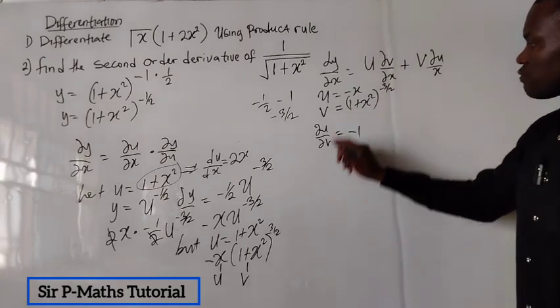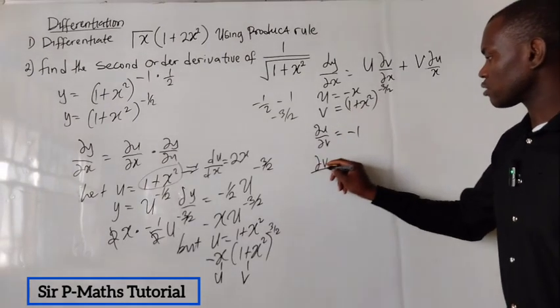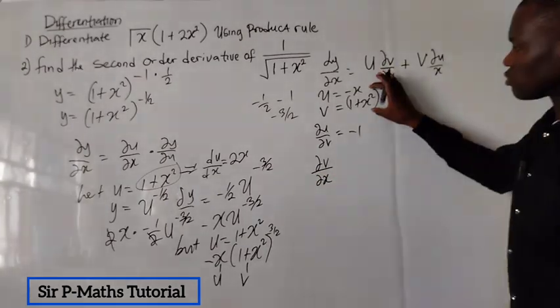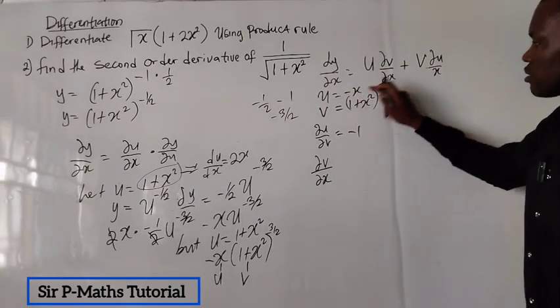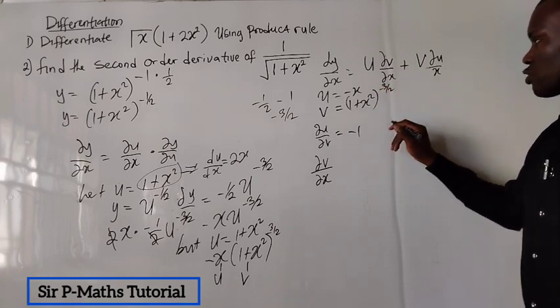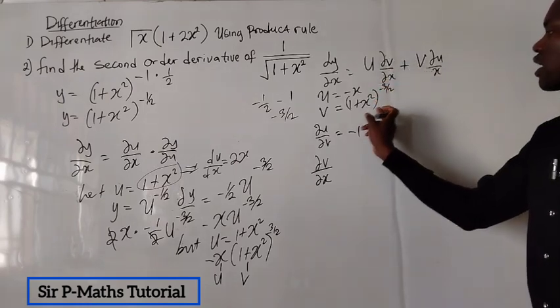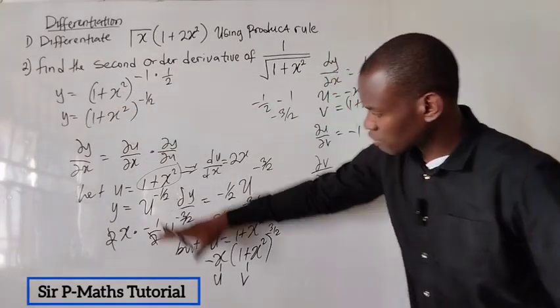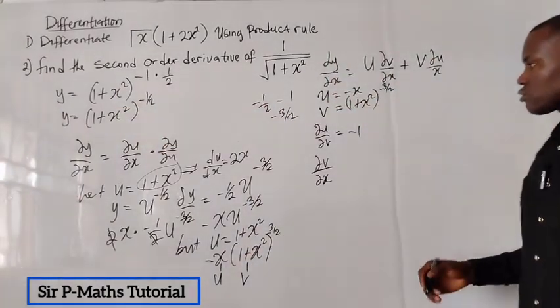Then let's differentiate v. Differentiation of v with respect to x. We are supposed to use the chain rule because this is a function of a function. Look at this power. This cannot be expanded. So we are going to solve this the same way we solved the one here, but we use the shortcut. I'll show you the shortcut.